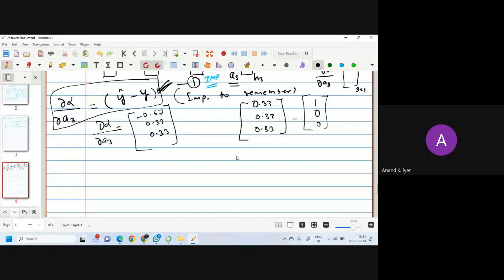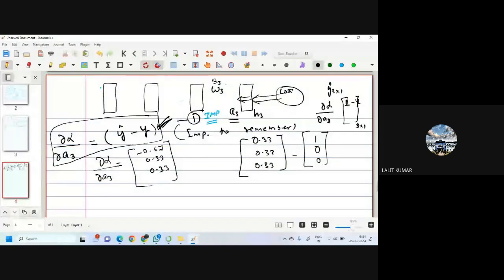We will have to remember this: at the output function, when we are flowing through a softmax, this is the thing which we get, y hat minus y.